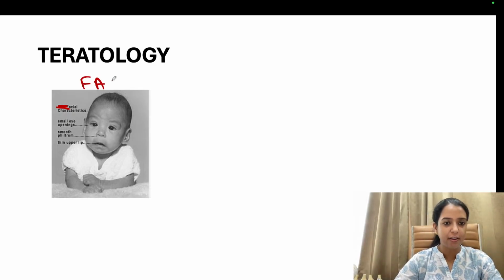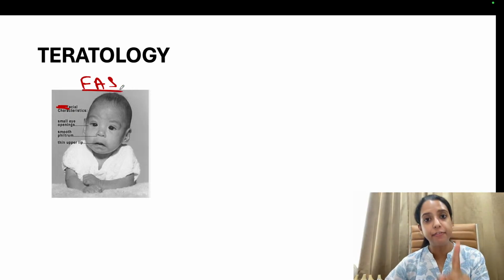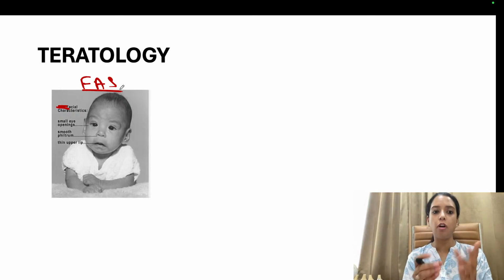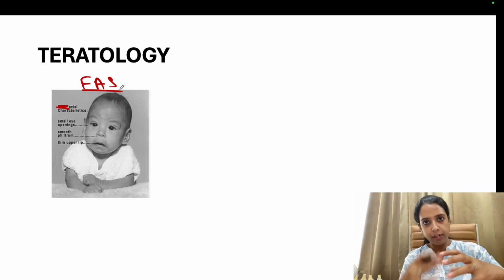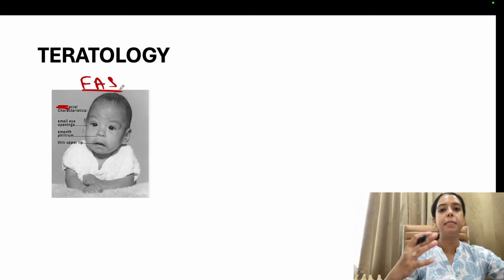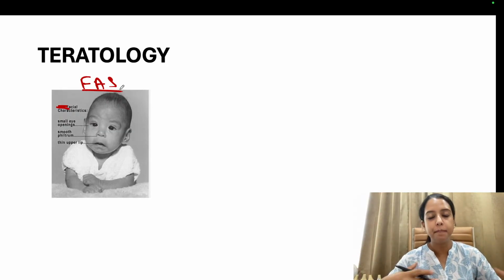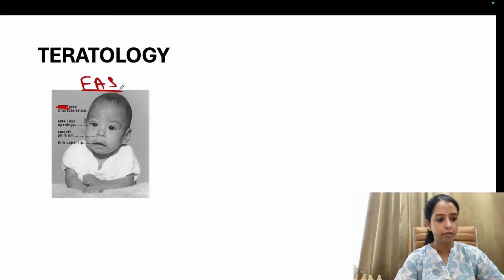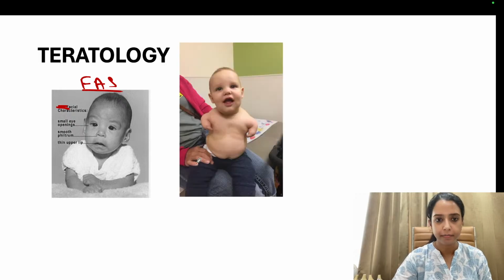Correct. Fetal alcohol syndrome. Perfect. Remember, fetal alcohol syndrome is a dose-dependent malformation. If she is taking less alcohol, only facial features will develop. If she is taking more alcohol, neural defects will start happening. Furthermore, the baby will be completely lumpy. So it is a spectrum. So it is a fetal alcohol syndrome showing these facial features.